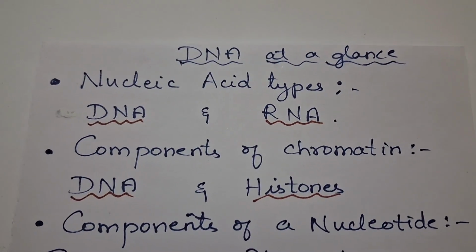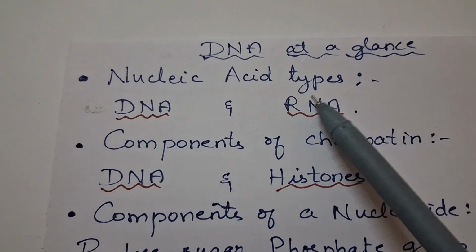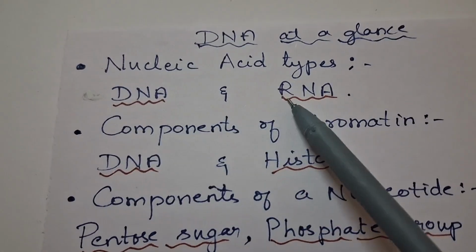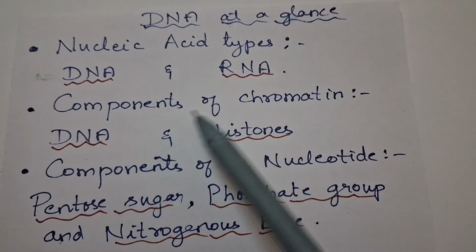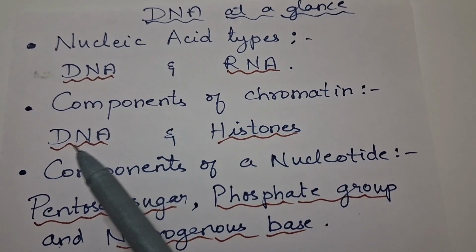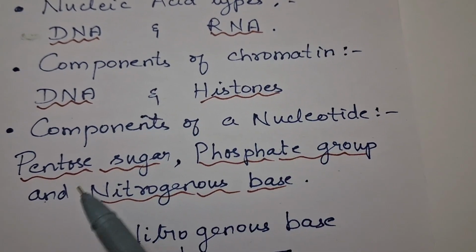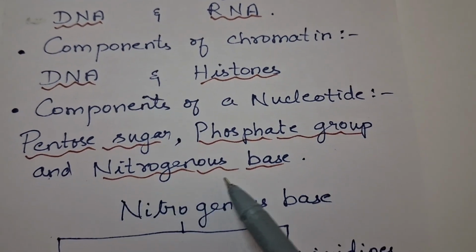Now DNA at a glance, we'll see what it is. Nucleic acids are of two types, DNA and RNA: deoxyribonucleic acid and ribonucleic acid. The components of the chromatin: chromatin is made up of DNA and histones. And the components of the nucleotide: pentose sugar, phosphate and nitrogenous base.